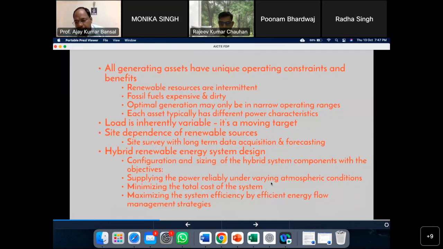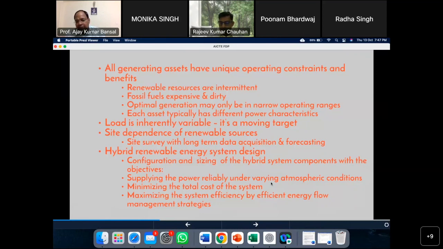We have to design according to the customer requirements and location-centric. One system which we design for any location is not applicable to all places. So according to the site location, we have to design the system. It is not a one-fit-to-all solution. We have to design a system which will be dependent on the site, because a site survey with long-term data acquisition and forecasting is required before designing a renewable hybrid energy system.